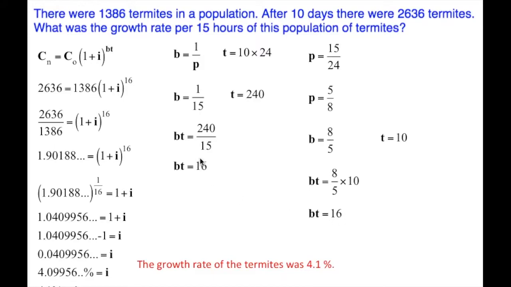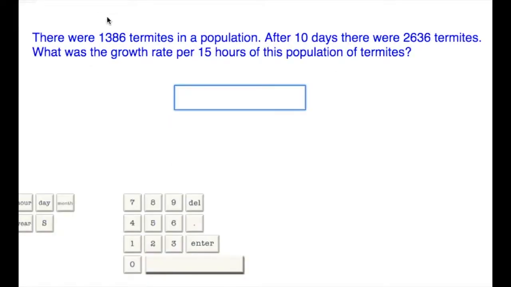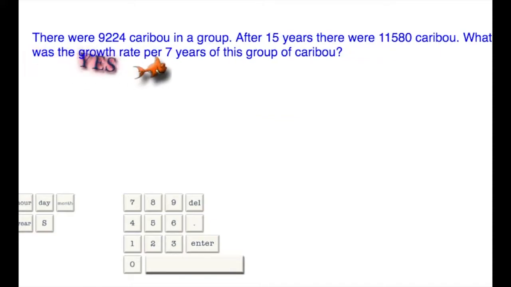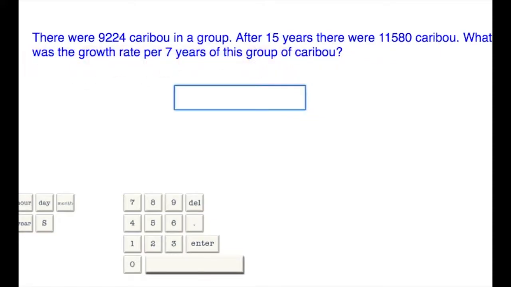So no matter which way we do it, whether we're using days or hours or whatever unit of time you use, you just have to convert to the same unit of time. 4.1%, that's our answer. Let's feed it back into the program and see what happens. 4.1%, and yay. And that's it for level 8.